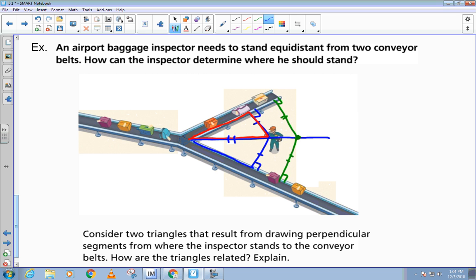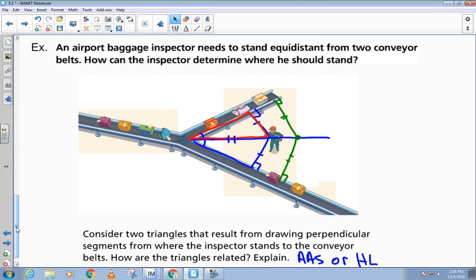Could I use anything else? What did I do to create that other red line? I bisected the angle, didn't I? Yeah. So what do we know about these two, blue and red? They're equal also, right? So I could have used what? AAS or hypotenuse leg. Okay? So I could have used an AAS or hypotenuse leg.